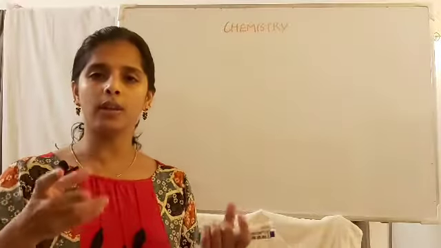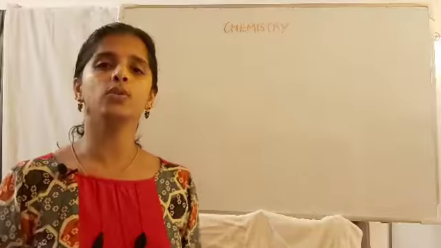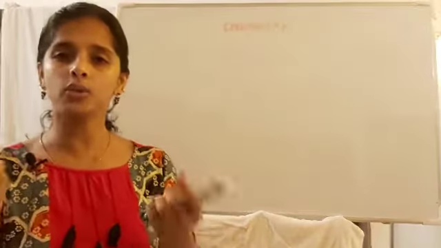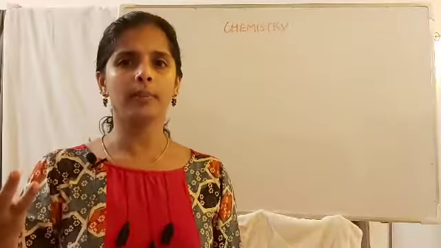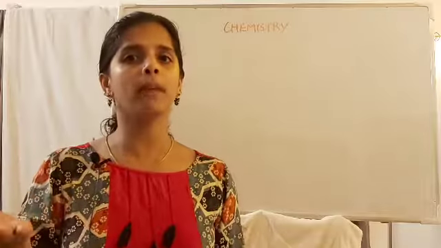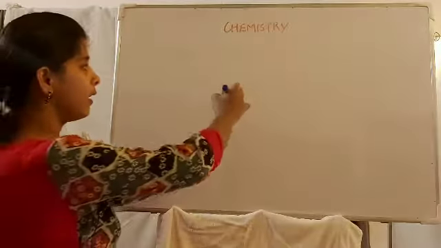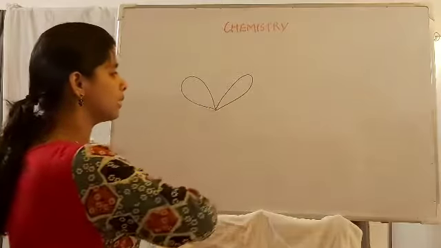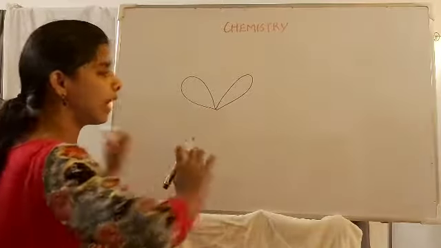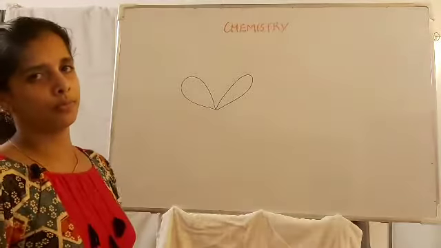I have taken two balloons, blown them, and made them into different shapes. Suppose I have taken two balloons and tied them together. What will be the shape of that? It will be somewhat like a V shape, right? I am blowing two balloons and tying them together. It may be like this shape, okay? Maybe like a V shape or so.